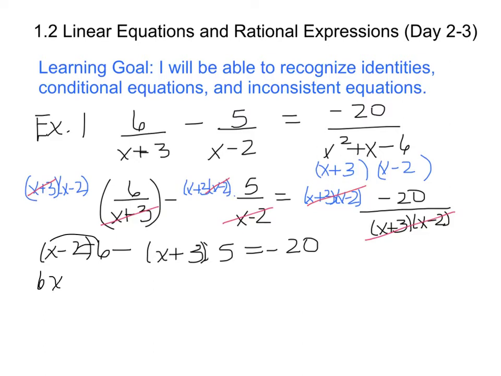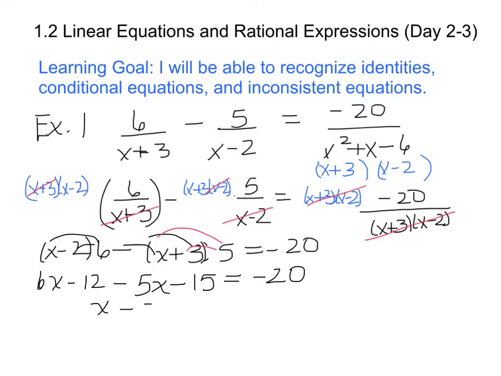You'll get 6x minus 12. Be careful with those negatives. Minus x minus 3. Excuse me. This one we have to do with the 5. So it'll be minus 5x minus 15 equals negative 20. And then you combine like terms. So I get x minus 27 equals negative 20. So x equals 7.